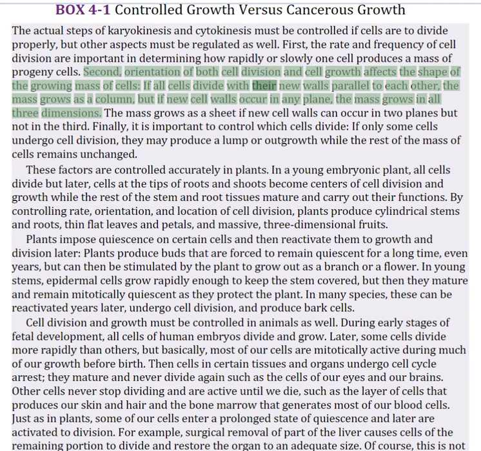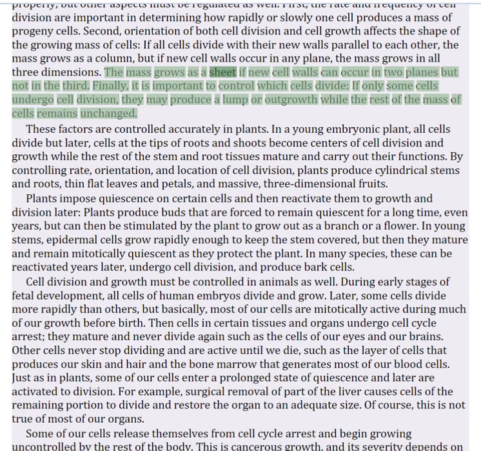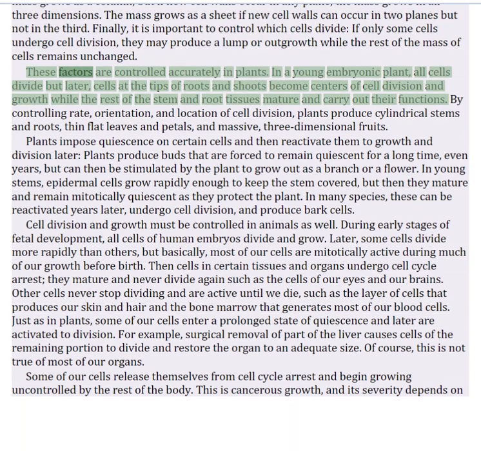Second, orientation of both cell division and cell growth affects the shape of the growing mass of cells. If all cells divide with their new walls parallel to each other, the mass grows as a column, but if new cell walls occur in any plane, the mass grows in all three dimensions. The mass grows as a sheet if new cell walls can occur in two planes but not in the third. Finally, it is important to control which cells divide. If only some cells undergo cell division, they may produce a lump or outgrowth while the rest of the mass of cells remains unchanged. These factors are controlled accurately in plants.